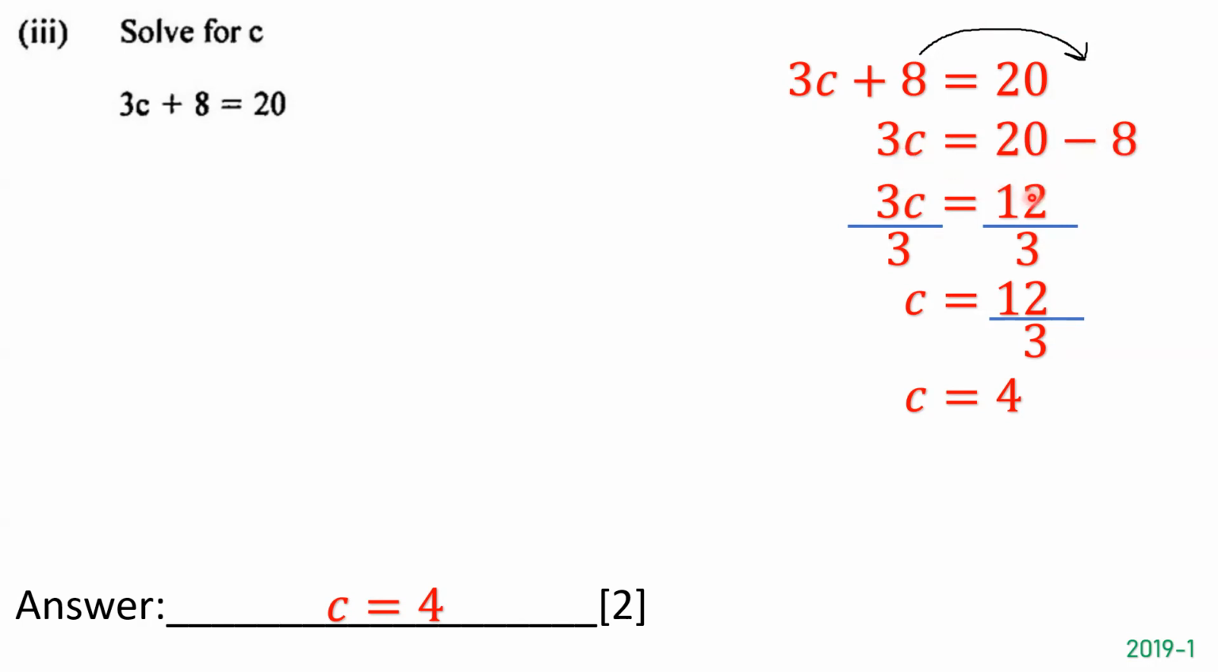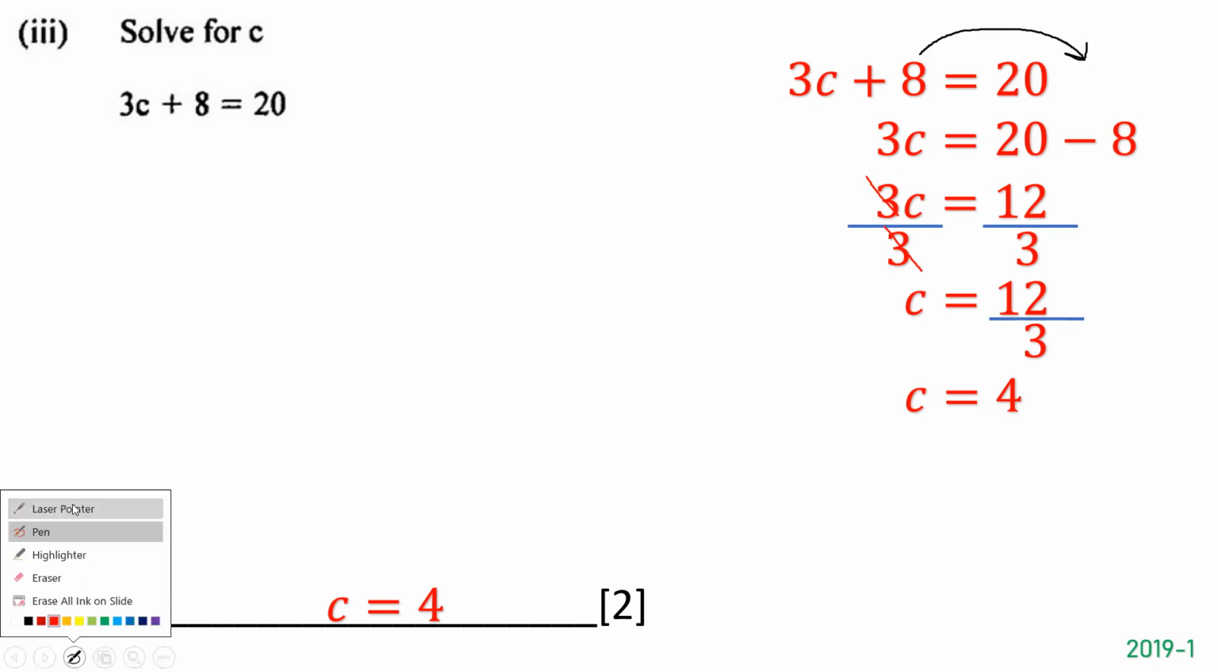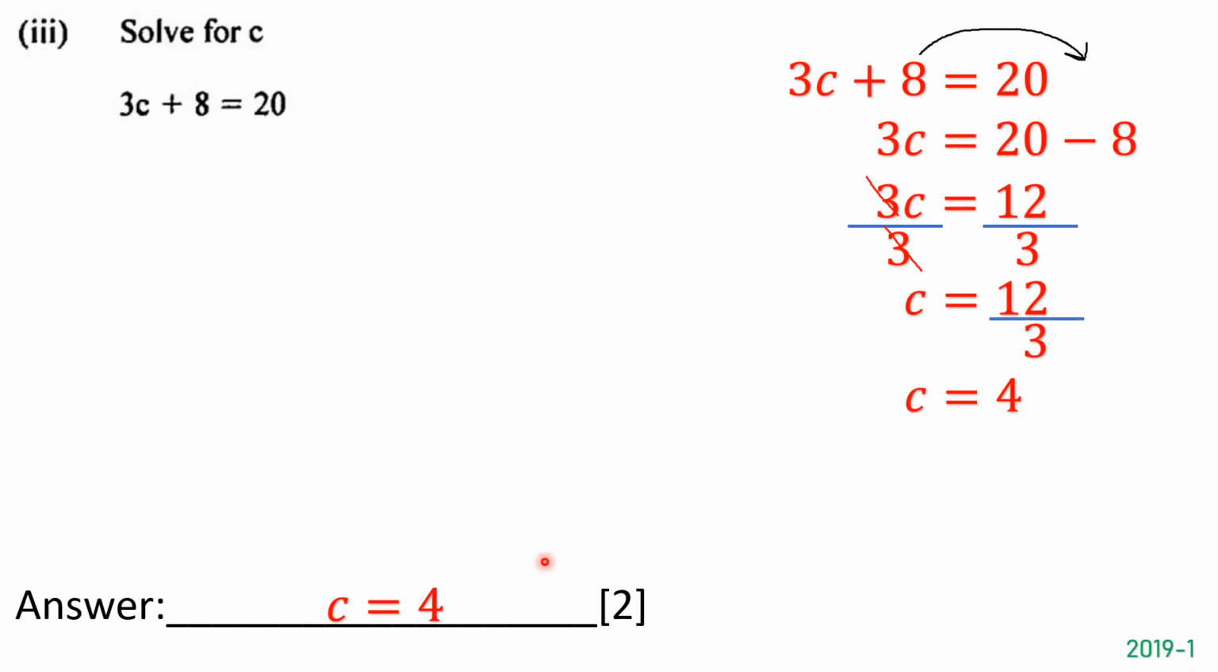What are we going to do? We're going to divide both sides by 3. We're dividing by the coefficient of c, which is 3. And so we know that 3 and 3 are going to cancel out each other, leaving us with just the c. And then we have 12 over 3. Well, what is 12 over 3? 12 over 3 is just 12 divided by 3, and 12 divided by 3 is definitely 4, because 4 times 3 is 12. And so the answer here is c equals 4.